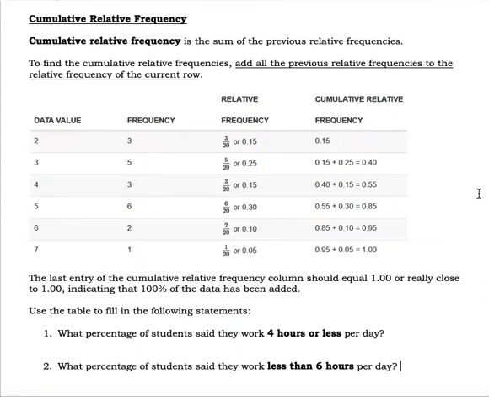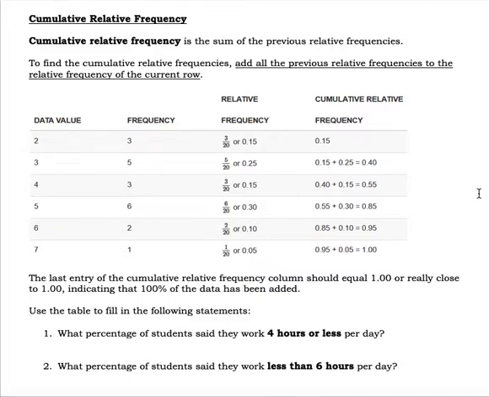Let's talk about cumulative relative frequency. Cumulative relative frequency is the sum of the previous relative frequencies. To find the cumulative relative frequencies, add all the previous relative frequencies to the relative frequency of the current row.